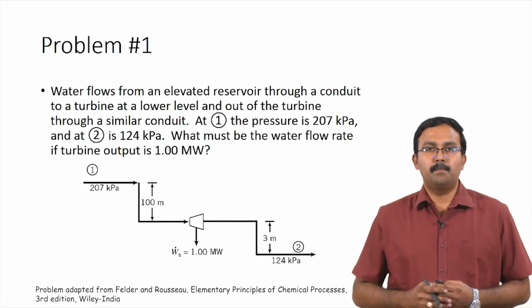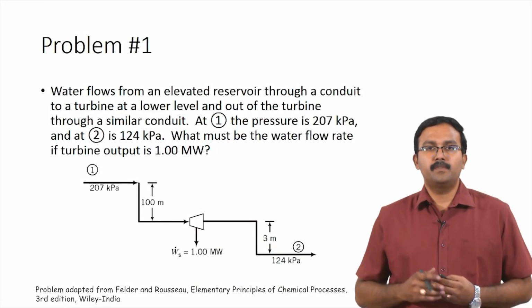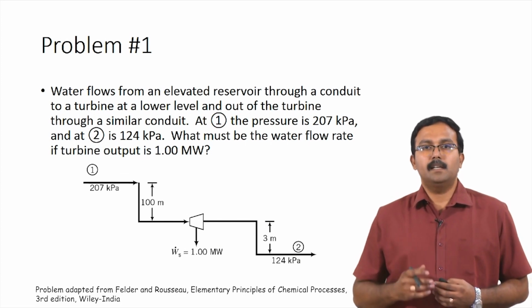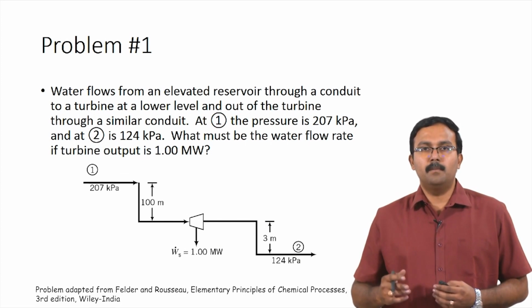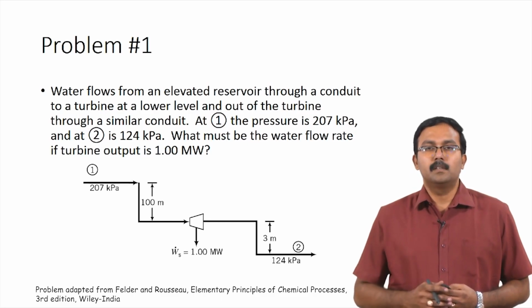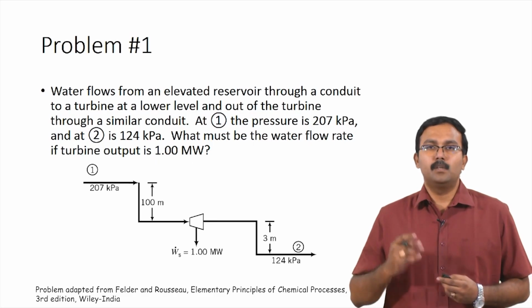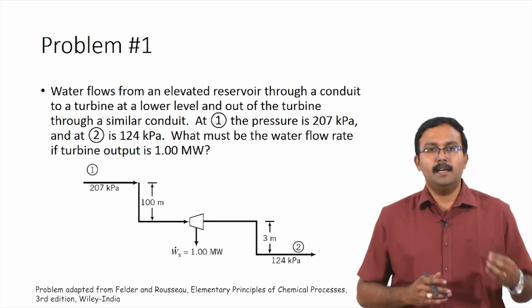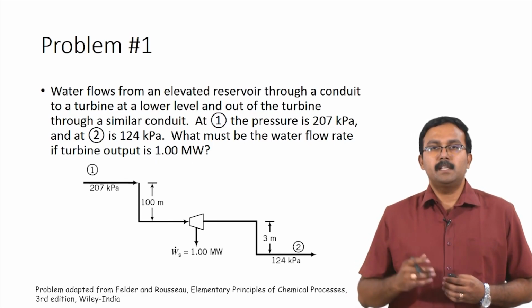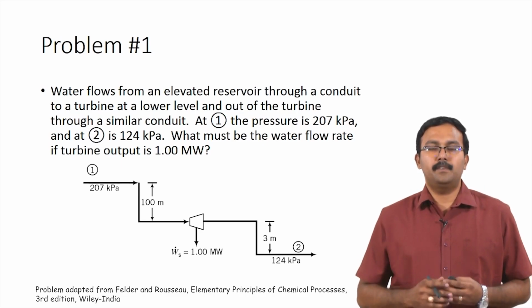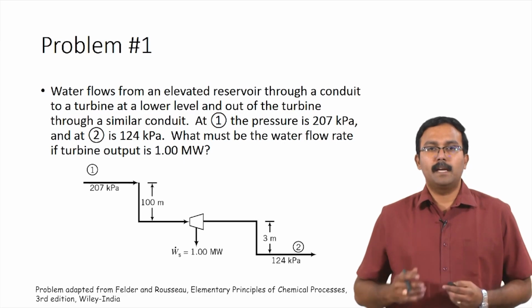Here is the first example problem. Water flows from an elevated reservoir through a conduit to a turbine at a lower level and out of the turbine through a similar conduit. At point 1, the pressure is 207 kilopascals, and at point 2 the pressure is 124 kilopascals. What must be the water flow rate if turbine output is 1 megawatt?